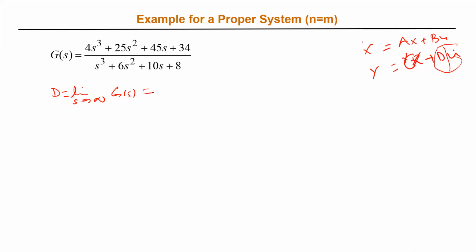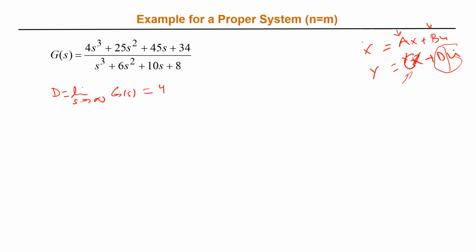So what is it? This is equal to 4. This is D, the D matrix, not the final value. You have A, B, C, and D. So far we talked about A, B, and C. D is the direct coupling from the input to the output. Take it this way or do long division.